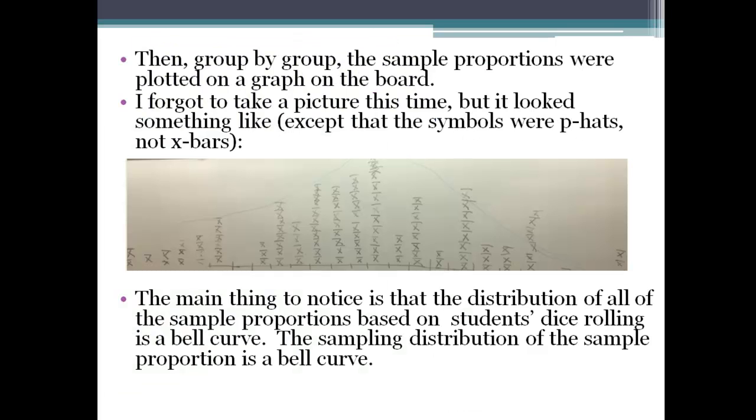Then the groups all came up and plotted their sample proportions on the board. Unfortunately, I didn't take a picture of it. This is one where they computed sample means, actually. But it kind of looked on the board something like this, except it was p-hats instead of x-bars. The main thing to notice about this graph is its shape. It's a bell curve.